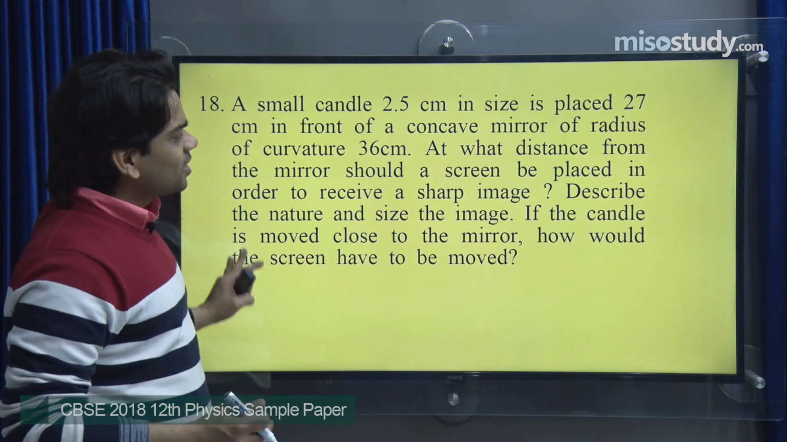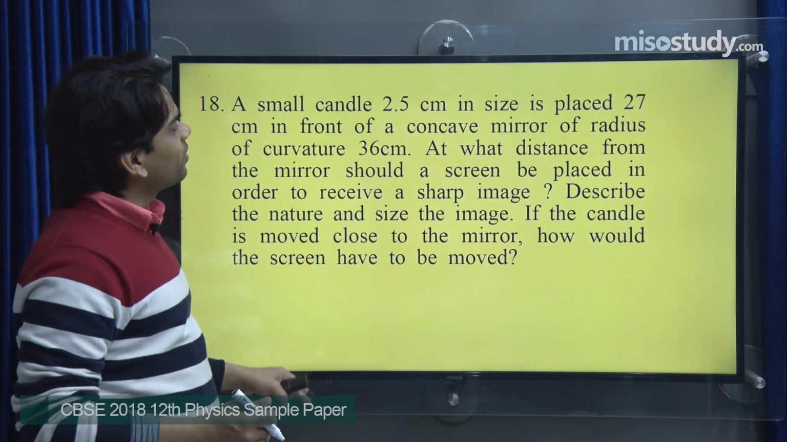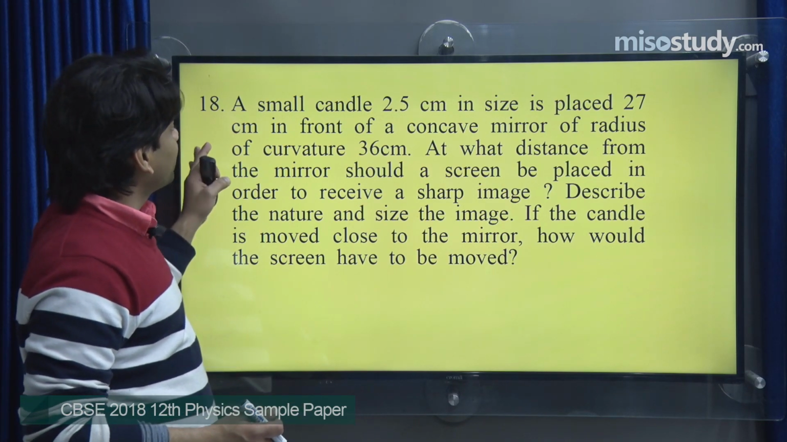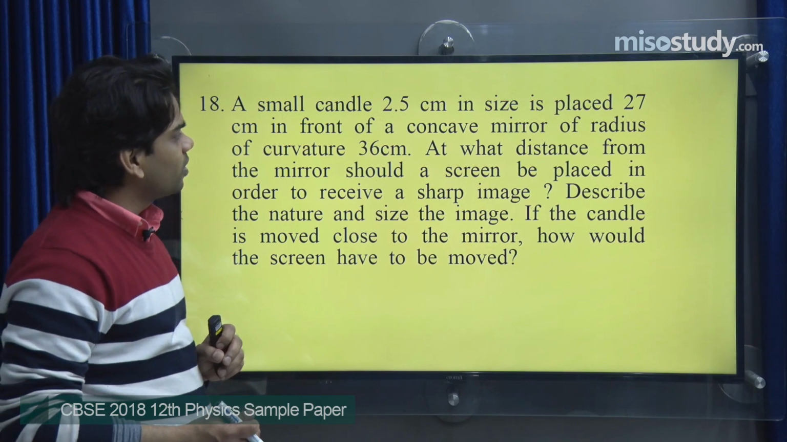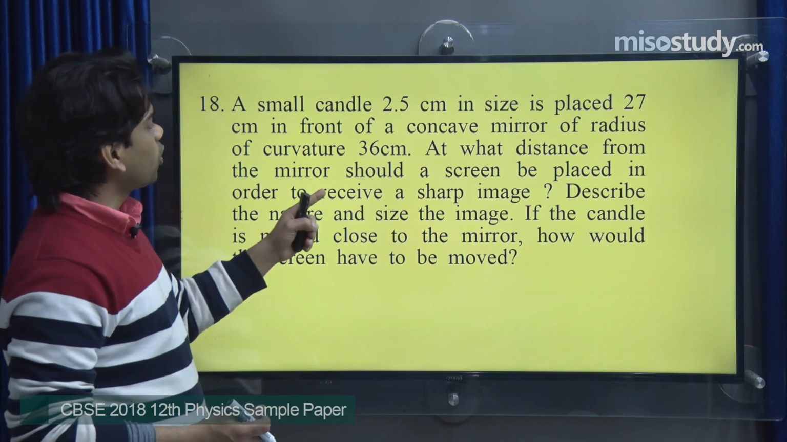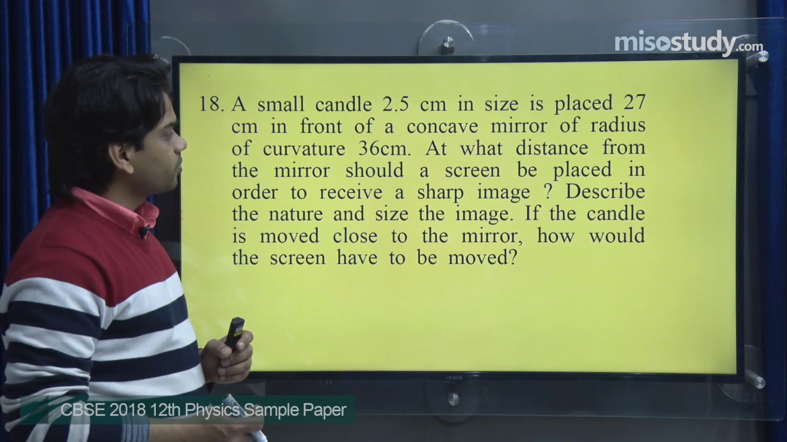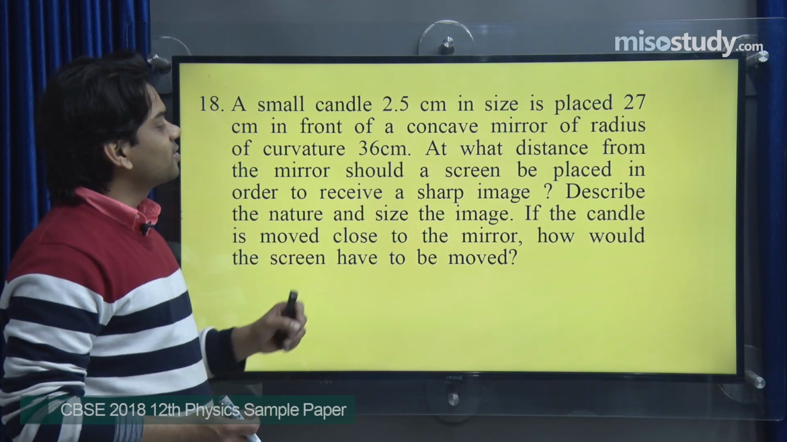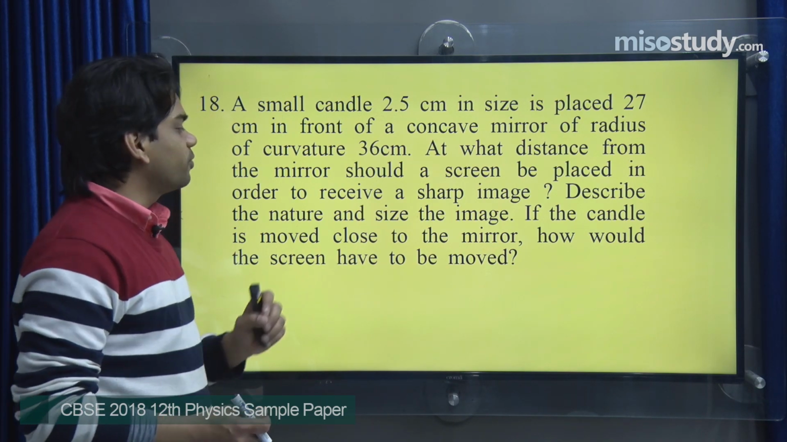This one is an optics question. A small candle 2.5 centimeter in size is placed 27 centimeter in front of a concave mirror of radius of curvature 36 centimeter. At what distance from the mirror should a screen be placed in order to receive a sharp image? Describe the nature and size of the image. If the candle is moved close to the mirror, how the screen have to be moved?